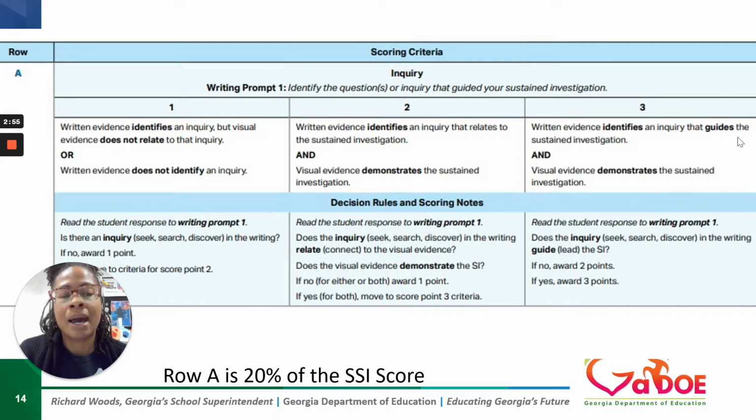So this guiding, does the writing guide the investigation? You want to point that out to students. And when you're doing practice reads with your students in your classrooms, you want to make sure that they're familiar and comfortable with using the rubric, so that they're familiar with what they'll be scored on and how to efficiently use it throughout the semester. Row A is 20% of the overall score.